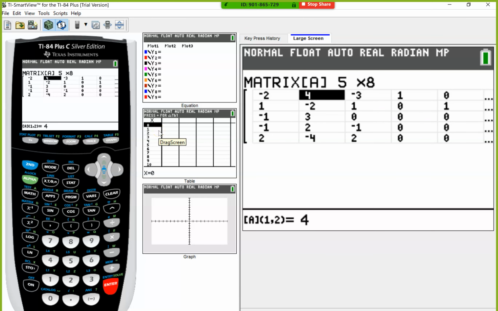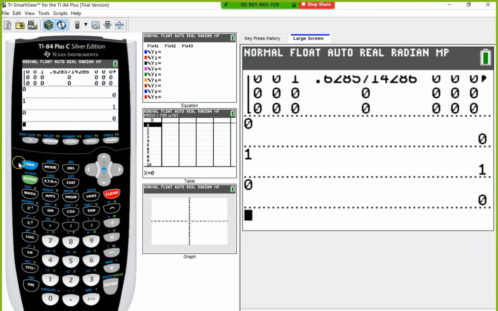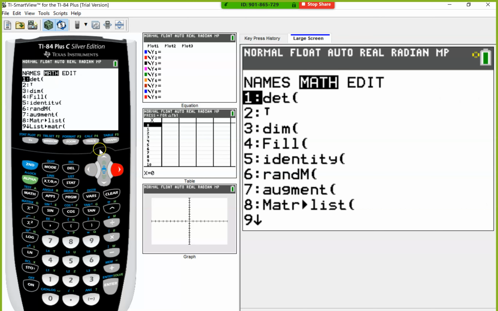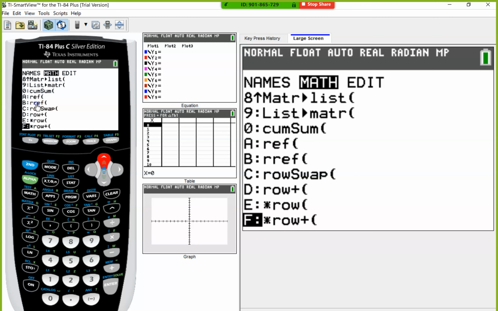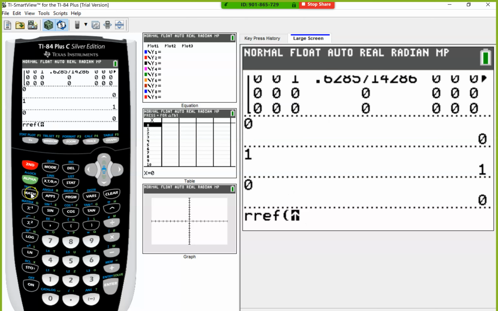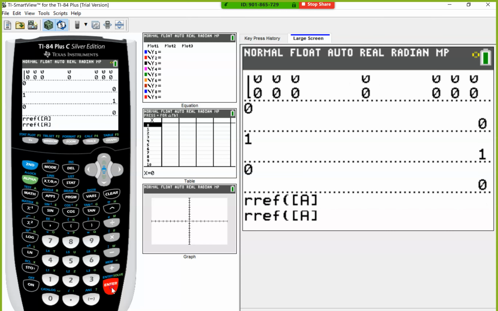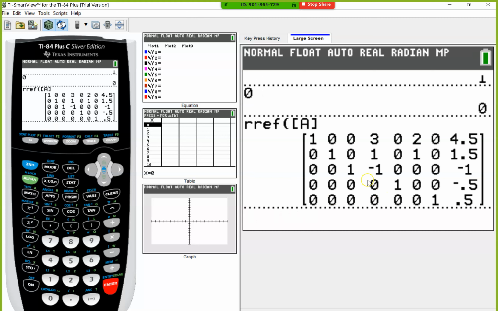So now, to see which ones we need to add, I want to do the reduced row echelon form, which is B there. And then I want to go back and grab matrix A. All right, so now if we look at the elements here, we notice that we get a pivot in column 1, column 2, and column 3. So if I ignore the other 5 columns, I definitely see that we have a linearly independent set here, without a doubt. Okay, so now let's figure out which other ones we need to add in.